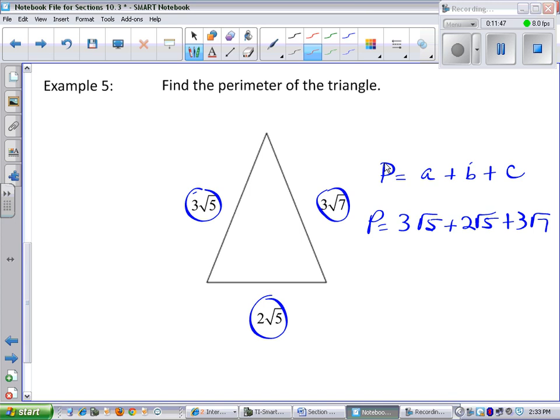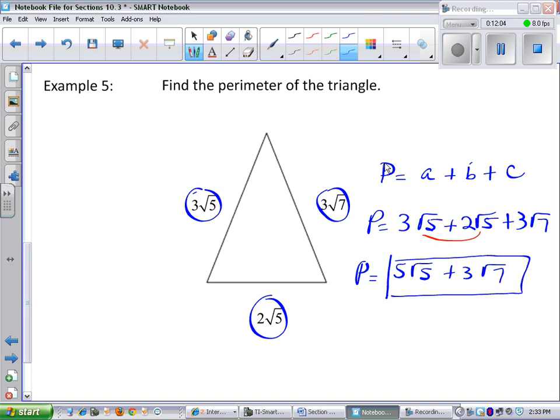So I can actually combine these. These are like terms. So the perimeter is equal to 3 square roots of 5 plus 2 square roots of 5, which is 5 square roots of 5, plus 3 square roots of 7. Now this is my final answer. I cannot add 5 square roots of 5 and 3 square roots of 7 because they are not like terms.